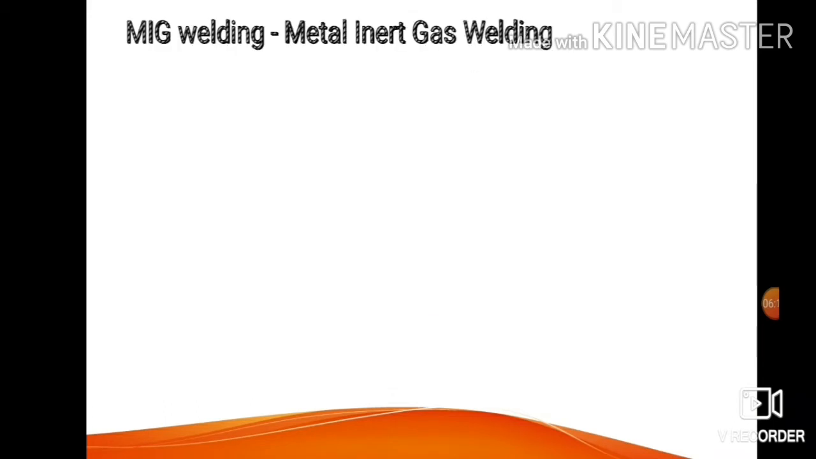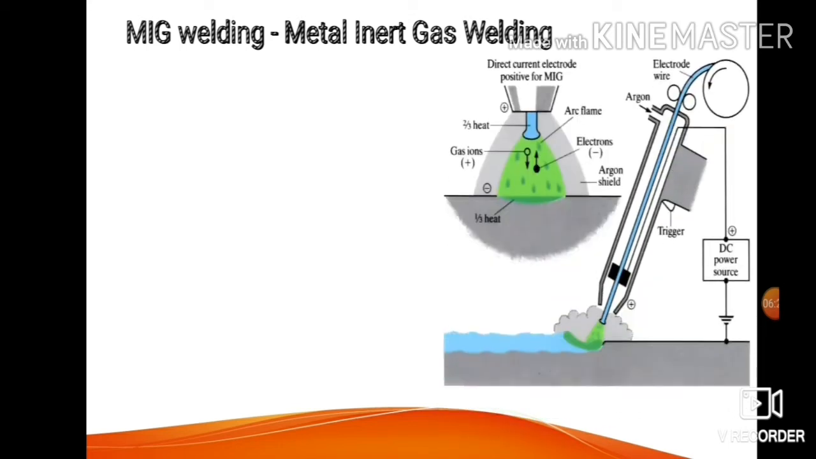So first we will discuss MIG, metal inert gas welding. That is an example, or an application, of arc welding. So you can see the diagram of our MIG. Here we are using an electrode wire which is continuously moving in a coil, and a shielding gas, that is argon, which is moved with the help of a trigger.